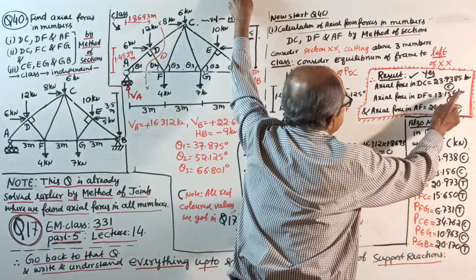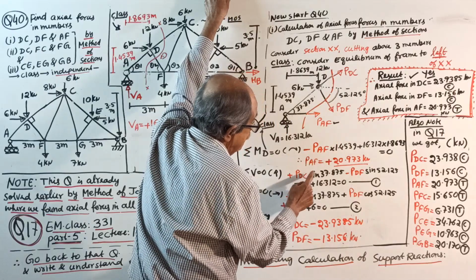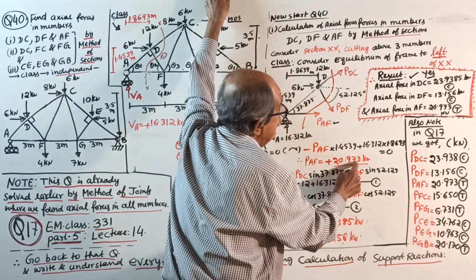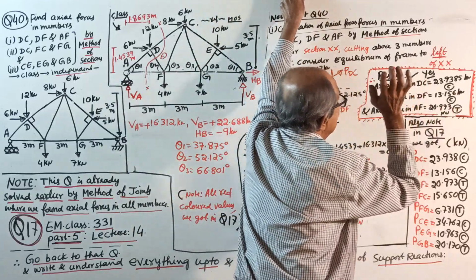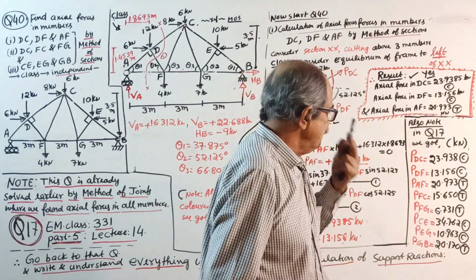13.156 compression. Force for AF, 20.973 kilonewton tension. This is the answer. Now, I wrote something there.